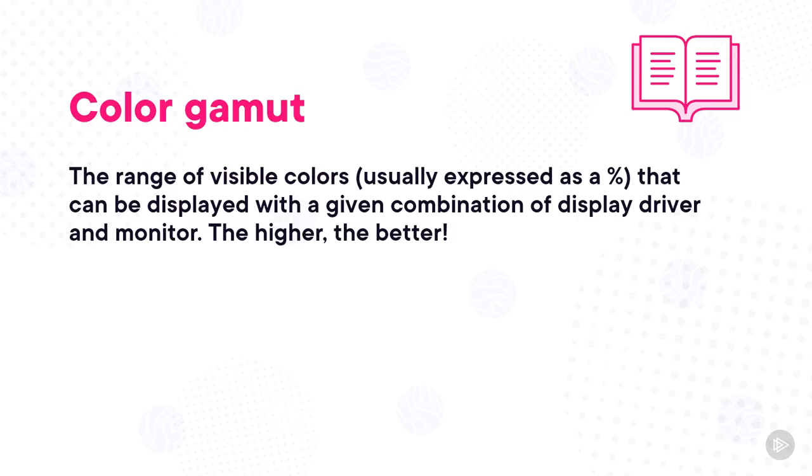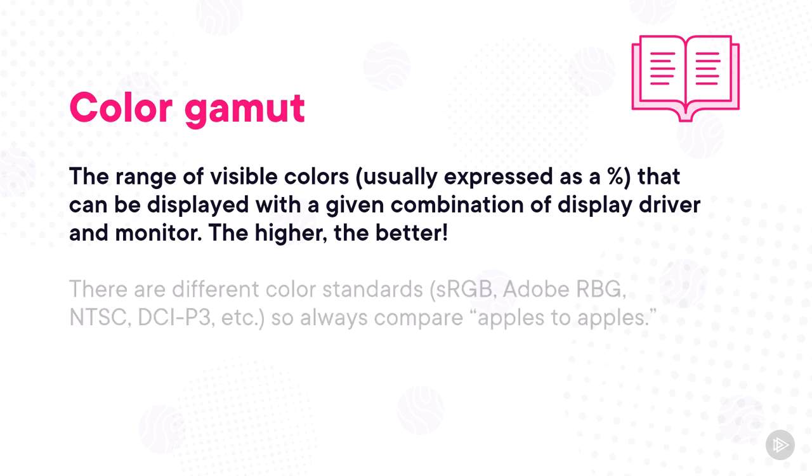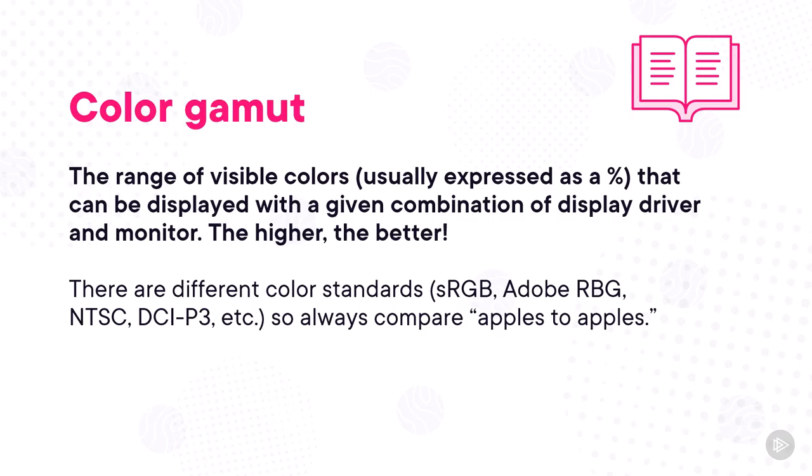Now our last term is color gamut, and this just means the range of visible colors that a given combination of display controller and monitor can show us. This is typically expressed as a percentage of a standardized color range, such as sRGB, Adobe RGB, and so on. When comparing displays, make sure the percentage value quoted is for the same standardized color space.